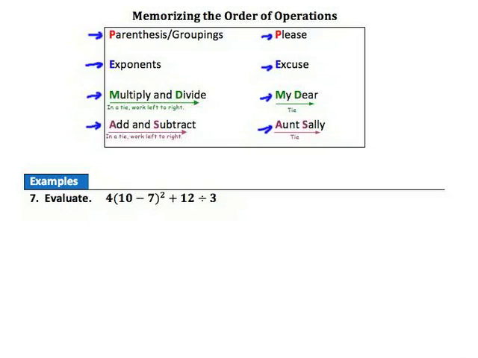In example 7, I'm asked to evaluate an expression that has several operations. I am going to start with the parentheses, and you notice I have 10 minus 7 inside the parentheses. So I'm going to write down everything else that I'm not going to simplify in this first step, and then I'm going to leave a space inside the parentheses for 10 minus 7. Well, 10 minus 7 is going to give me an answer of 3. So that's going to go inside the parentheses.